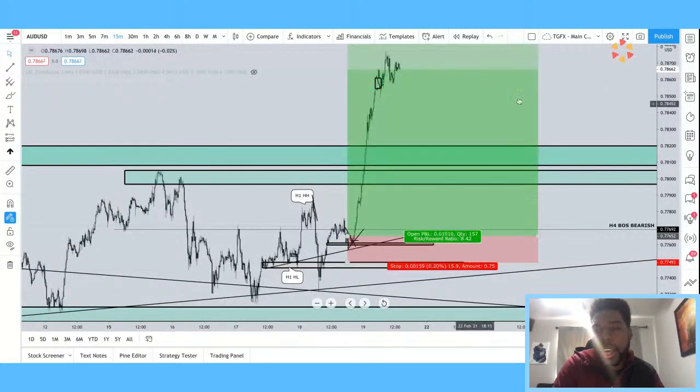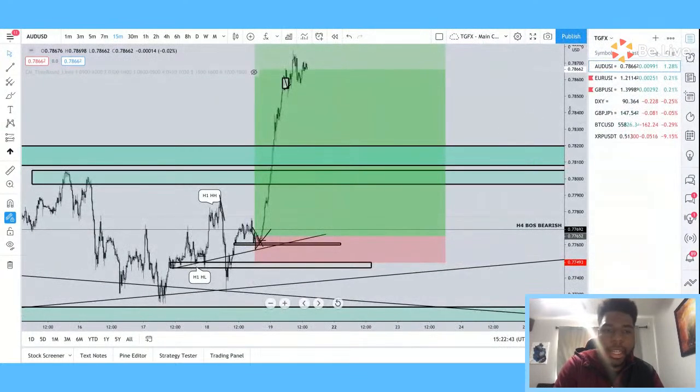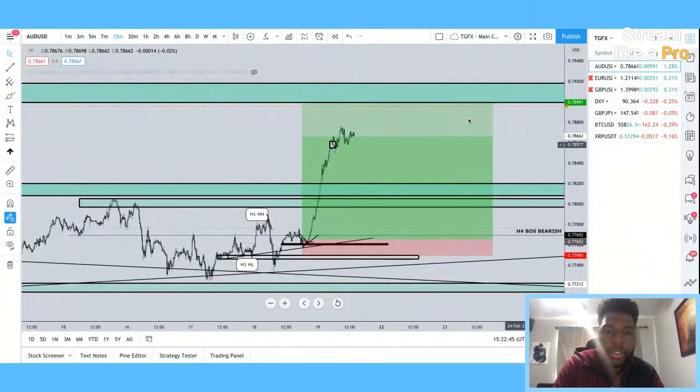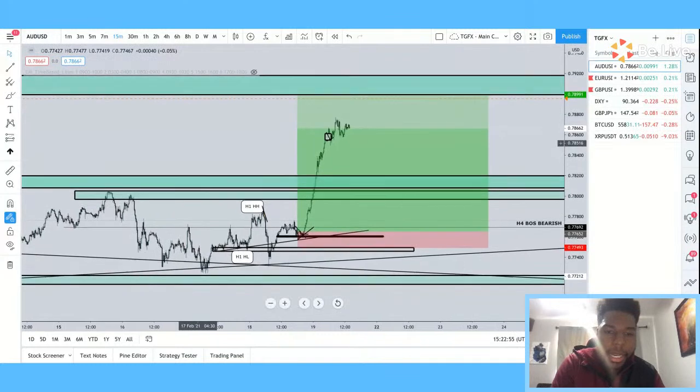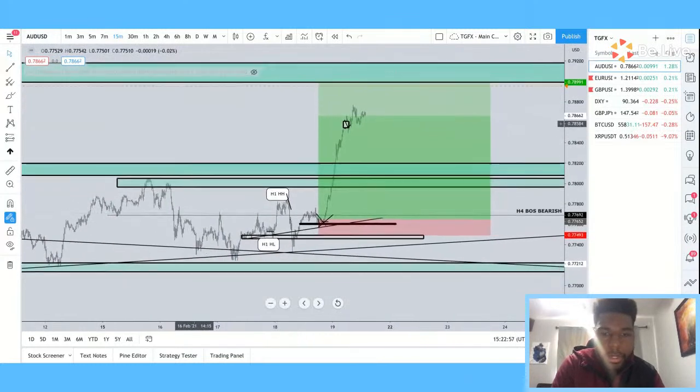So what I'm working on now for myself is actually being more patient when it comes to waiting for these kind of setups, because once you get funded, you can literally only take a couple trades per week, per month, or whatever, and still make a very good amount of money. So that's definitely going to be my next focus.